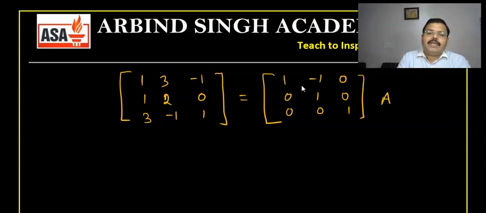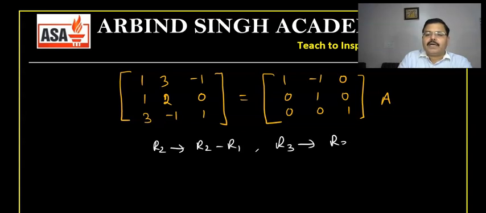Now, by using A11, we have to make all other elements of the first column 0. So what do you need to write? R2 tends to R2 minus R1, since this has to be made 0 using R1, and R3 tends to R3 minus 3 times R1. This is simple, and you can do this.